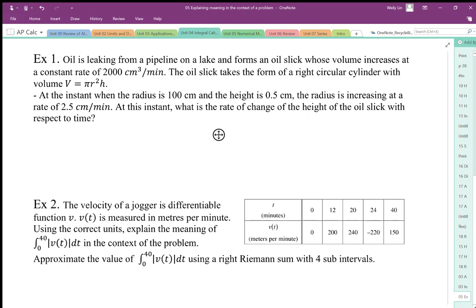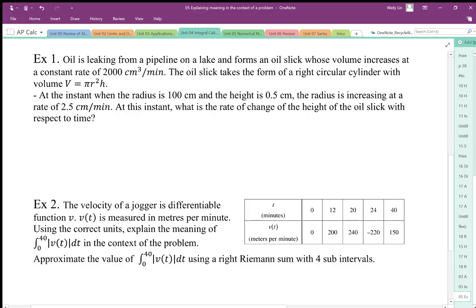So we'll do a couple examples here to show how we can explain the meaning in context. So it says here we have oil is leaking from a pipeline on a lake and forms an oil slick whose volume increases at a constant rate of 2,000 cubic centimeters per minute. And the oil slick takes the form of a right circular cylinder, and the volume of that cylinder is given by the volume of the cylinder formula.